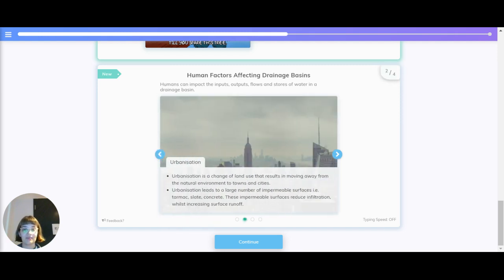Urbanisation is another factor. Its change results in moving away from the natural environment to towns and cities. It leads to a large number of impermeable surfaces like tarmac, slate, and concrete. These impermeable surfaces reduce infiltration while increasing surface runoff.